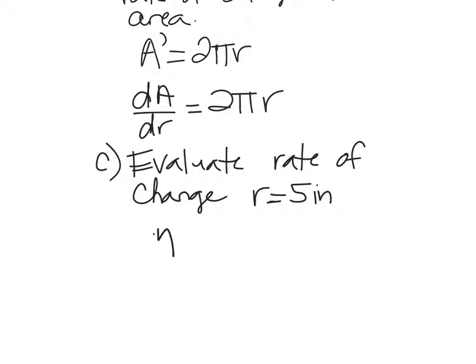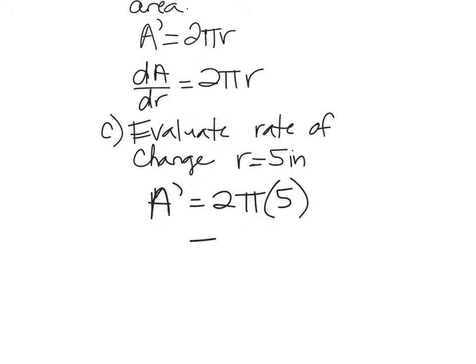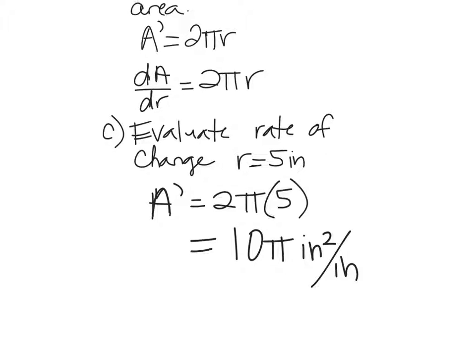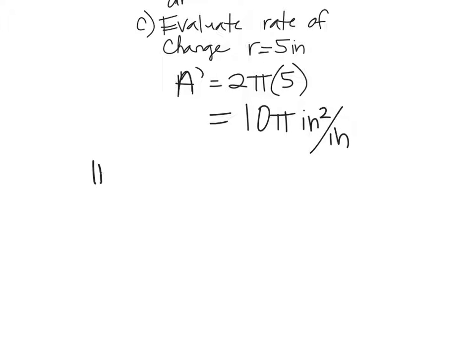So A prime equals 2 pi times 5. And then make sure that you have the correct units. So this would be 10 pi, and it's the change in area over the change in radius. So what would the units be? Square inches per inch. Do you want us to leave it in terms of pi? Yes, leave it in terms of pi. That's beautiful.